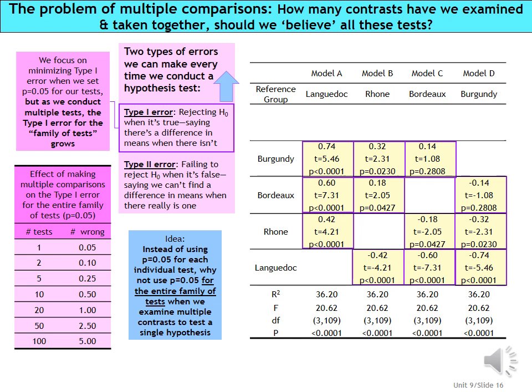And that type of correction is called, remember the name of that correction? Maybe you remember. Using the 0.05 for the entire family of the tests instead of individual tests, that correction is called Bonferroni.